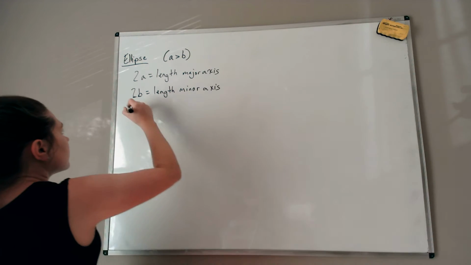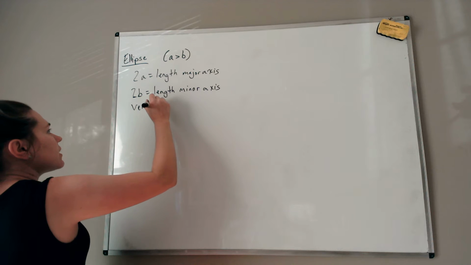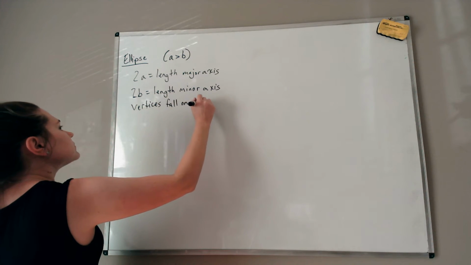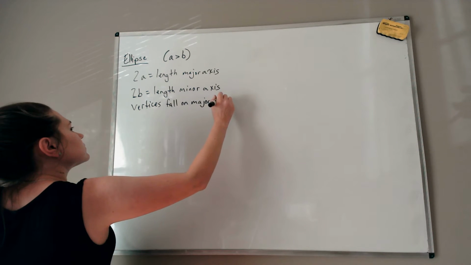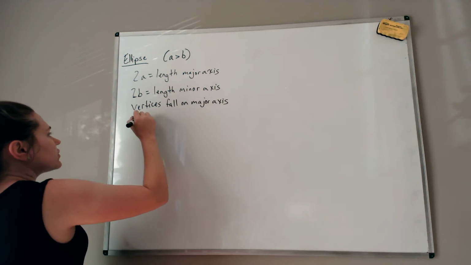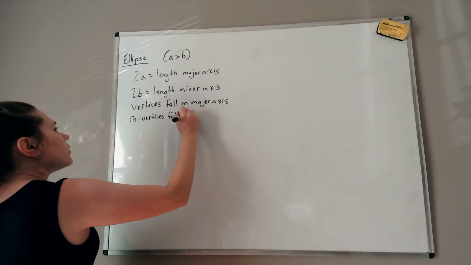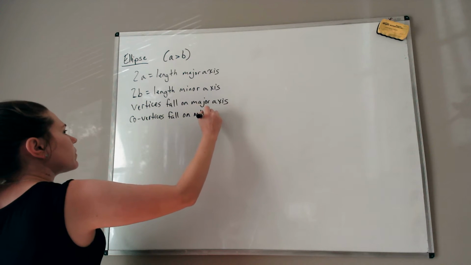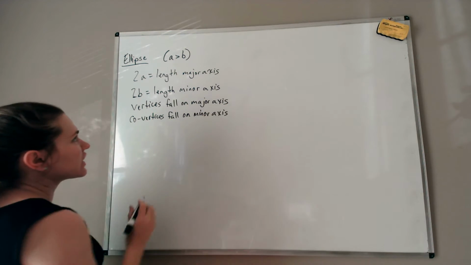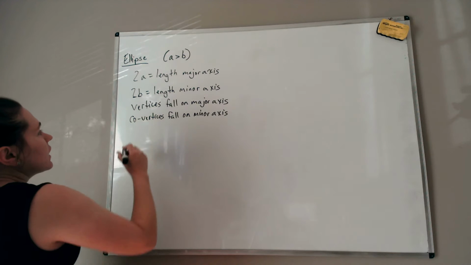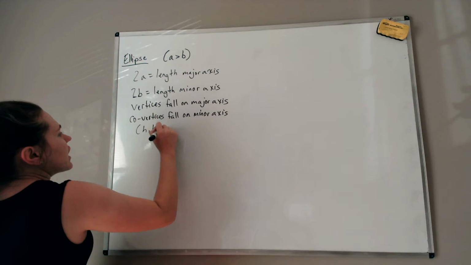And vertices of an ellipse fall on the major axis. And the co-vertices fall on the minor axis. So it all makes sense when we start looking at images of these, okay? Just make sure you have this written down. And remember that (h, k) is the center.